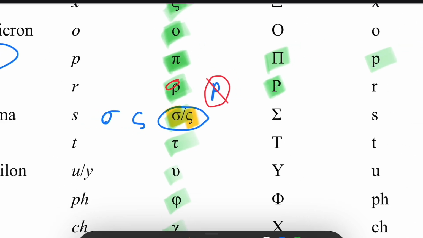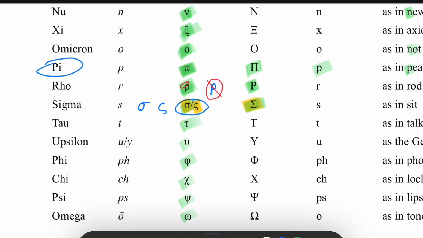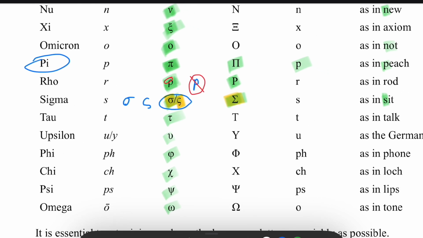And then the capital sigma is looking like that. And that would be the same whether it's at the beginning or the end or the middle of a word. This would be the S sound in sit. Tau looks just like our T with a little bit of a loop at the bottom. Capital T looks the same, T as in talk.